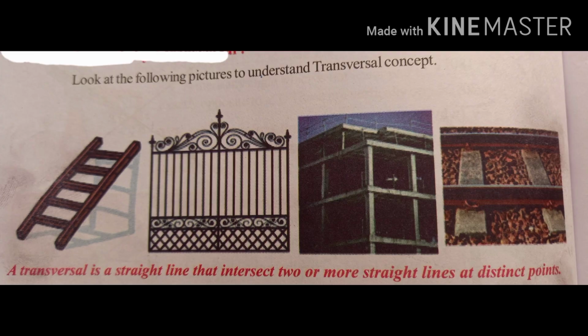Look at the following pictures to understand the transversal concept, children. So what is a transversal? A transversal is a straight line that intersects two or more straight lines at distinct points.